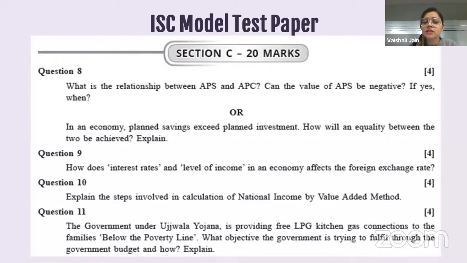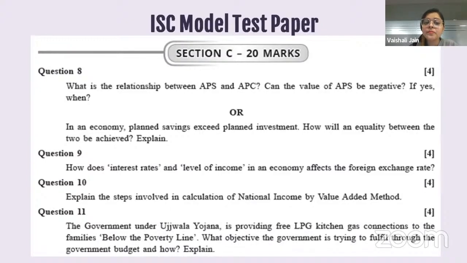So if the question is what is the relationship between APC and APS, the child, if willing, should be able to derive it numerically also. We know that Y = C + S, so Y/Y = C/Y + S/Y. We will have APC + APS = 1, and then the relationship is derived, and then the child can explain the reason also for the same. And then, can the value of APS be negative? Yes, the value of APS can be negative in case of autonomous consumption. So the child can explain it properly, the two different parts.